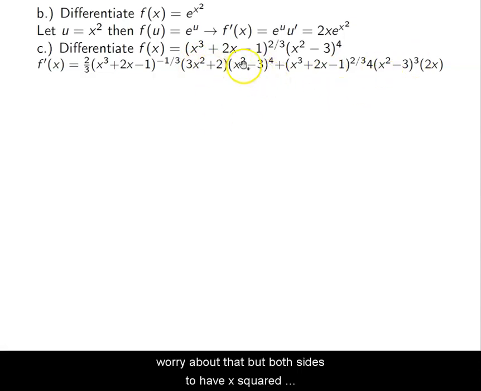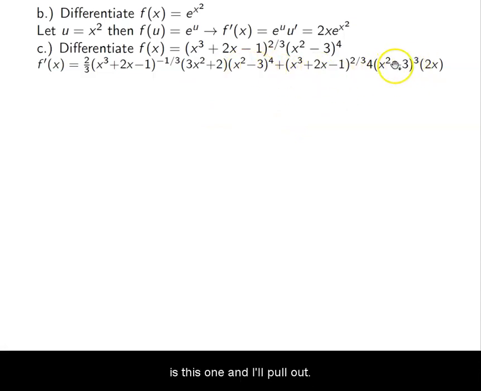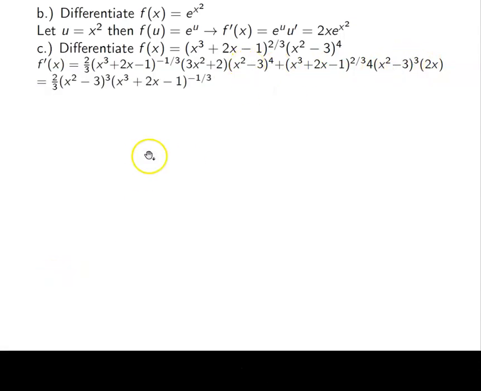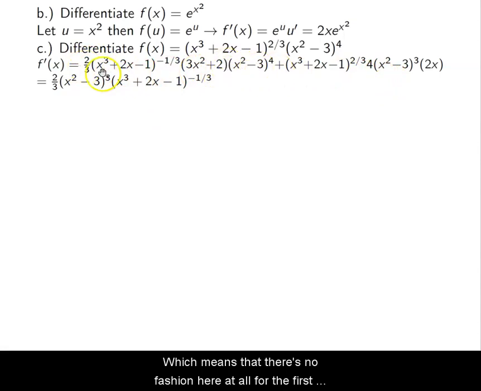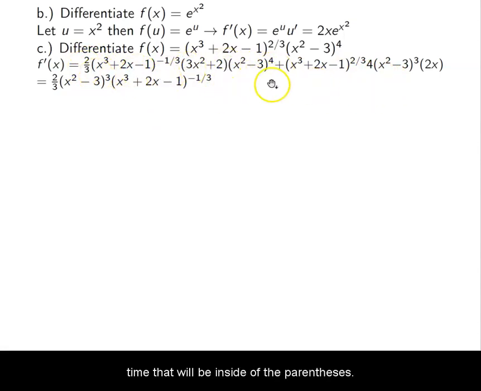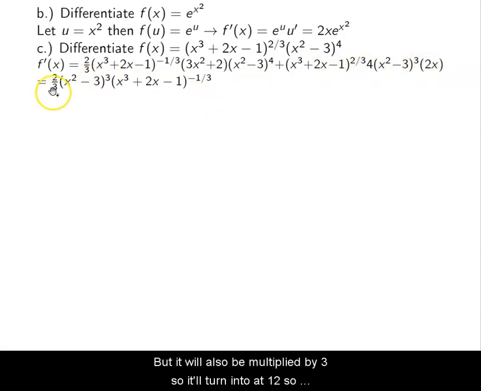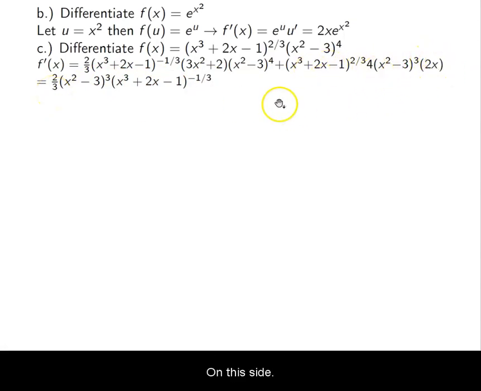But both sides do have x squared minus 3. So I will look at the lowest power I have, which is this one, and I'll pull out the cubed term from both sides. Okay. So again, if I'm going to simplify everything, the common term that I would pull out is the fraction, which means that there's no fraction here at all for the first term. That will be inside of the parentheses. For the second term, this 4 times 2, which is 8, will be divided by 2, so it'll turn into 4, but it will also be multiplied by 3, so it'll turn into a 12. So there will be a 12x on this side.